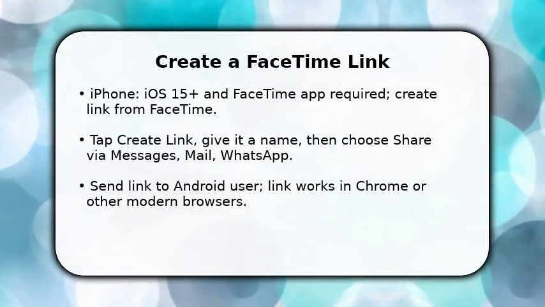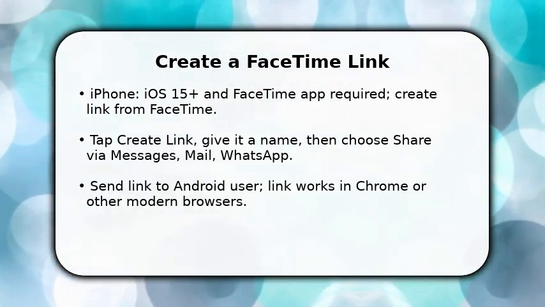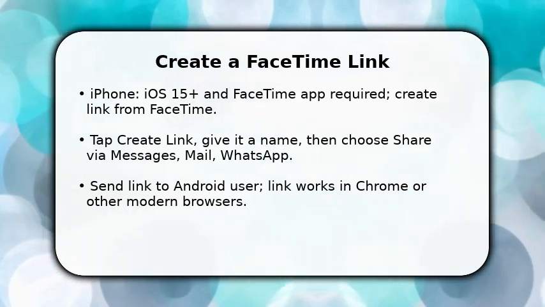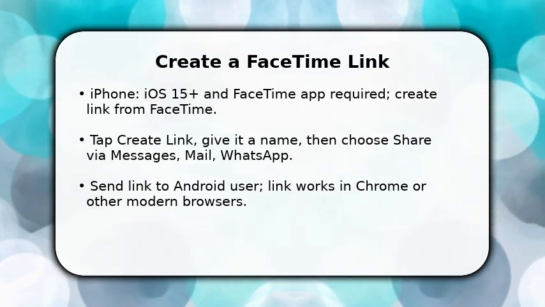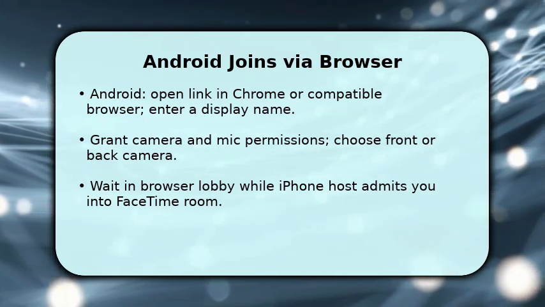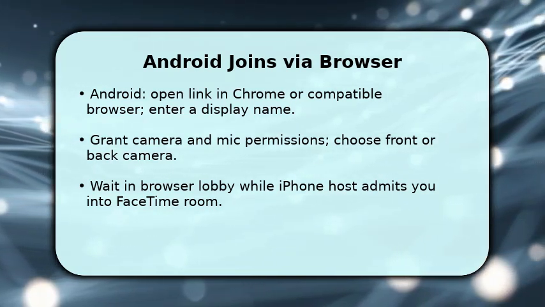After sending, tell them to open the link in their browser and grant camera and microphone permission when prompted. You instruct the Android participant to open the FaceTime link in Chrome or another supported browser, then type a display name and grant camera and microphone access.